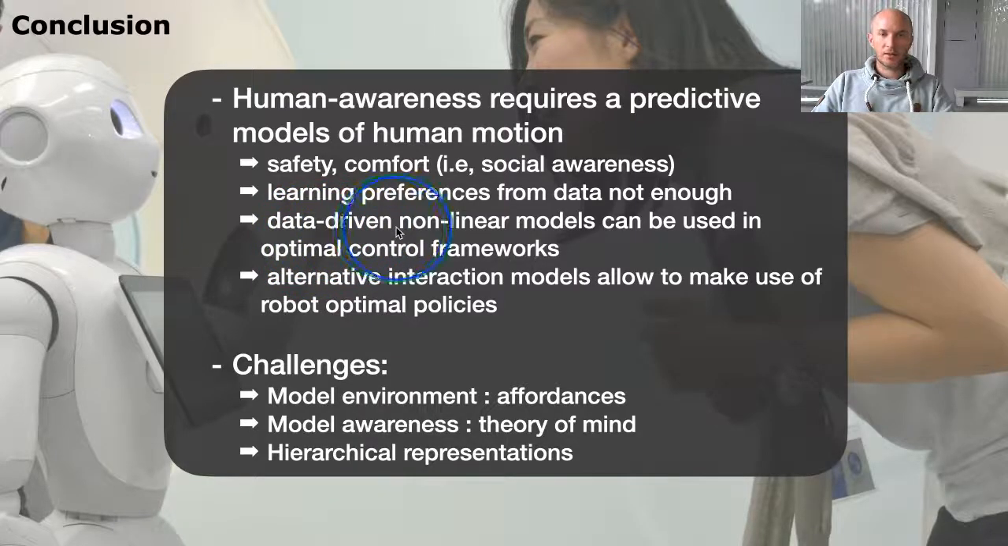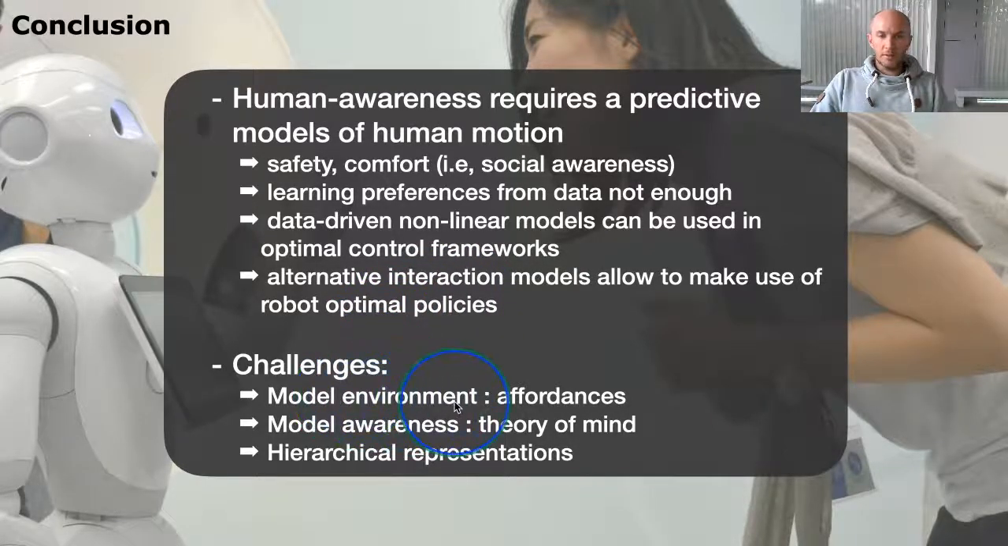And there, I believe that data-driven models allow for really sharp predictions, which are also time efficient. They can be used in an optimal control framework. This is what we proposed at ICRA. But there's really a need for alternative interaction models, where in the future we are going to have optimal motion policies for our robots, derived from a lot of offline reinforcement learning, and we should be able to make use of these optimal policies when we demonstrate, when we teleoperate, when we collaborate with robots.